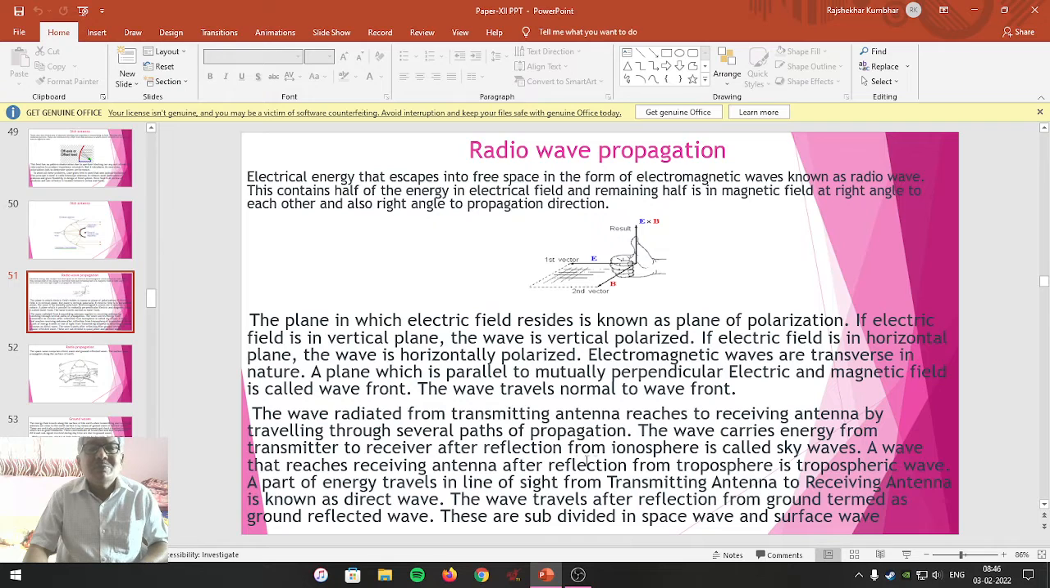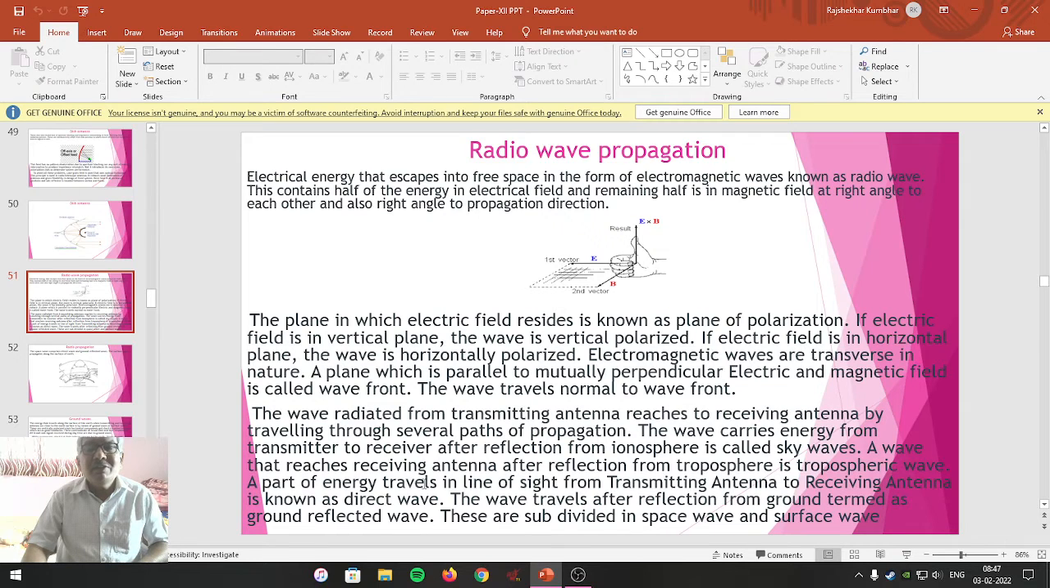A wave that reaches the receiving antenna after reflection from the troposphere is called a tropospheric wave. The tropospheric layer is at a height of 10 km above the Earth's surface, below the ionosphere. If the wave only reaches the troposphere, and from there it reflects or refracts and carries the energy, such a wave is a tropospheric wave. This is the second type of wave used to carry the signal information between transmitting and receiving antenna. It covers a shorter distance.